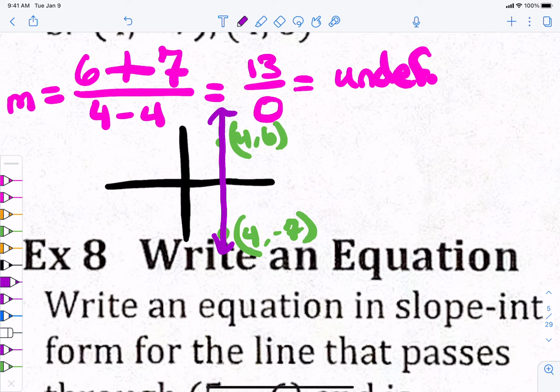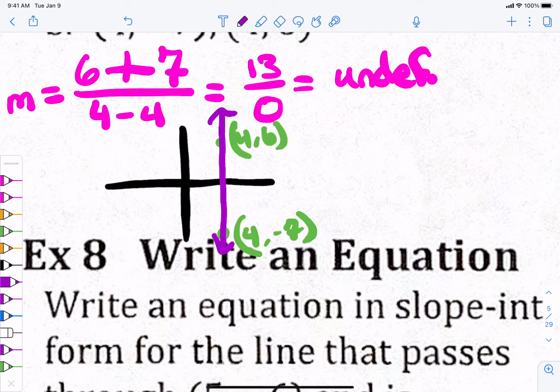It's going to be straight up and down between 4, 6 and 4, -7. It has a slope that's undefined. A slope of 0 would be a horizontal line, okay? Do you know what that thing looks like as an equation? It's kind of like y equals mx plus b, but a little bit different.